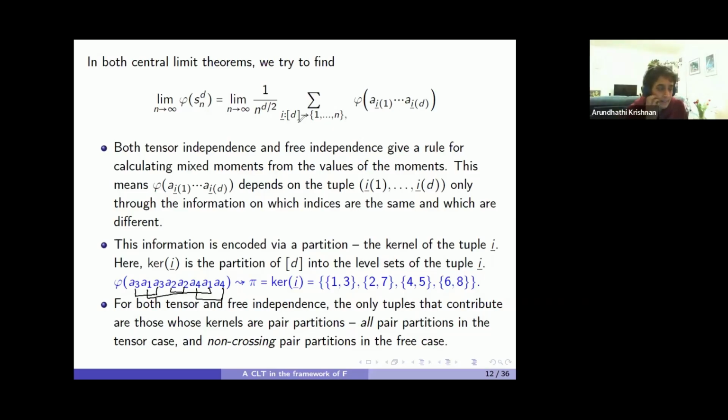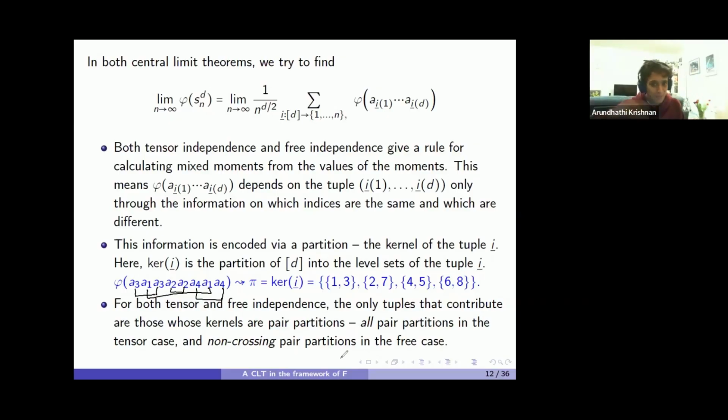Again, this is something that can be seen fairly easily, because you also want to keep in mind that you don't care about the actual values for every n, but the limit as n goes to infinity. So taking this into account, you can see that the only tuples that will contribute here are those whose kernels are pair partitions. And in the tensor case, all pair partitions will contribute. And in the free case, only the so-called non-crossing pair partitions will contribute.